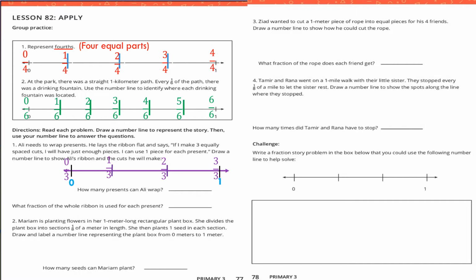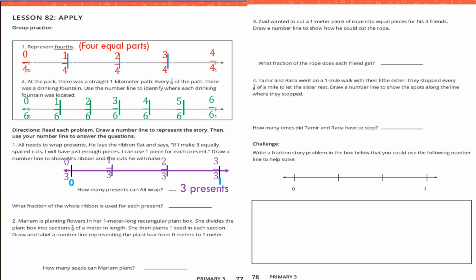Okay, we have 2 questions. Number 1, how many presents can Ali wrap? He said I can use 1 piece for each present. So here, how many pieces? How many parts in the number line here? How many parts? Yes, 3 parts. 3 presents.